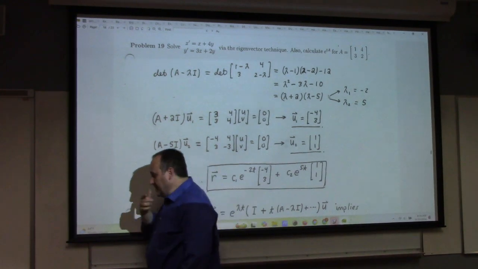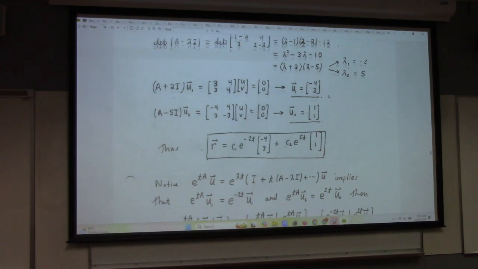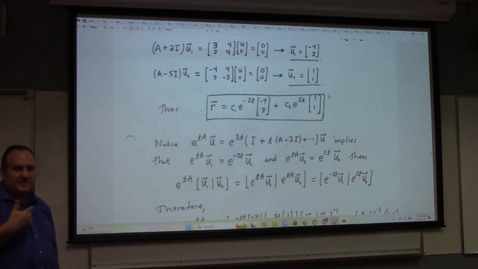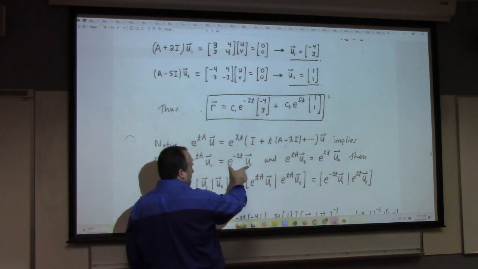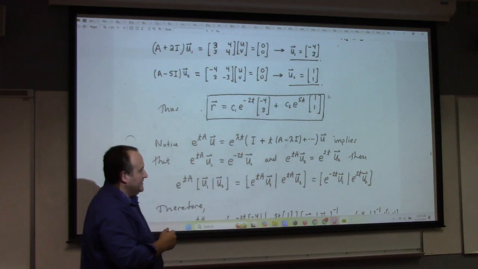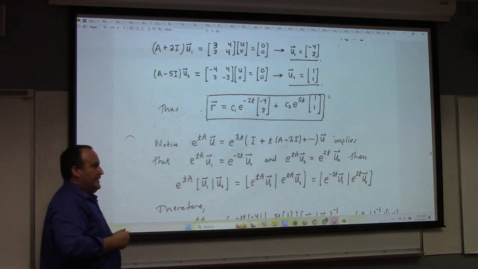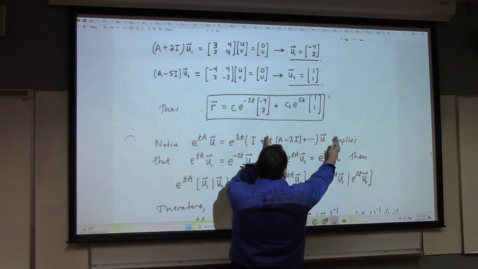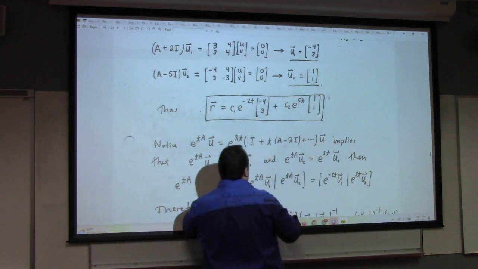We know the magic formula. And so when we multiply the magic formula by an eigenvector, really special stuff happens. We have e to the tA times u1 is just e to the minus 2t u1, and likewise e to the tA times u2 is e to the 5t u2, because they're eigenvectors. When you multiply by an eigenvector, all of this stuff just collapses down to 0, and you're just left with I times the vector, which is just the vector.